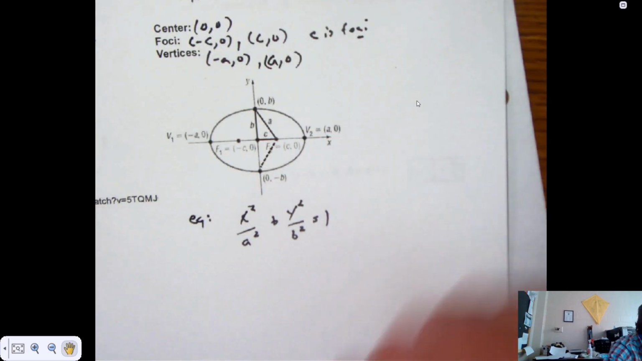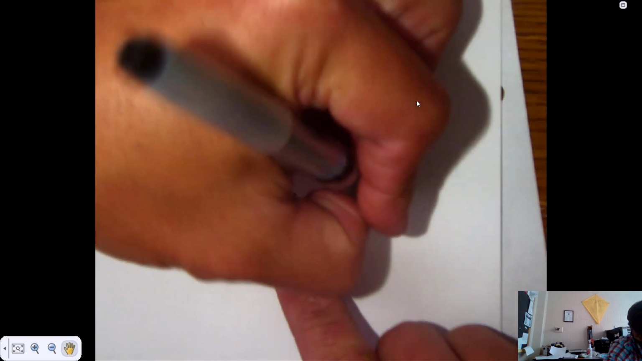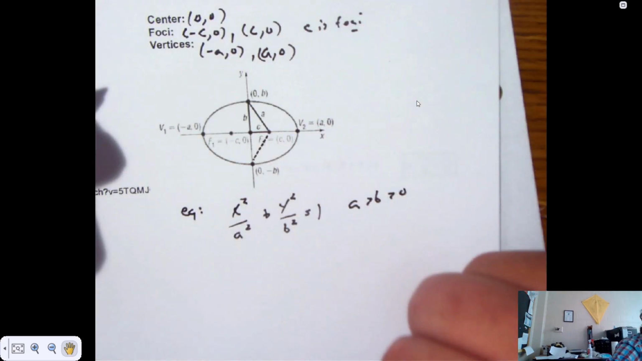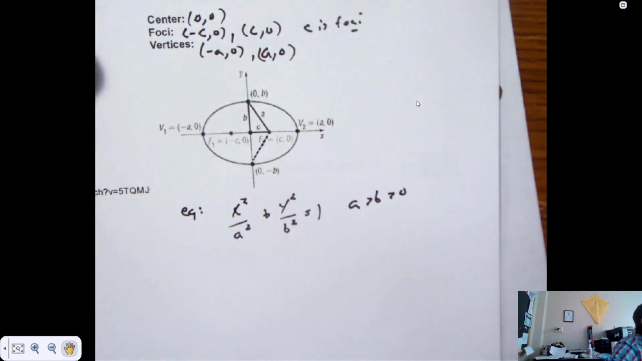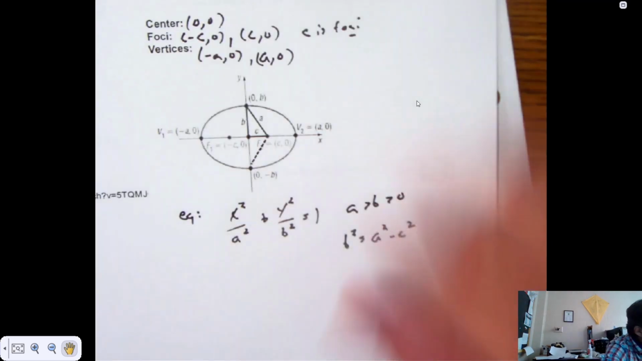Some other details about this. a has to be greater than b, and they both have to be greater than 0. Otherwise, this wouldn't be an ellipse. And there's almost a Pythagorean theorem here. Not quite the Pythagorean theorem, but almost. b squared is a squared minus c squared.